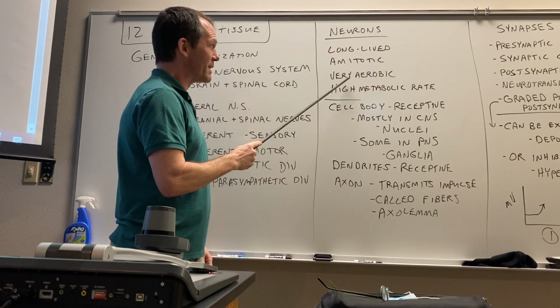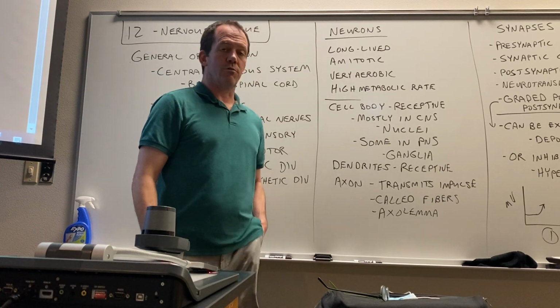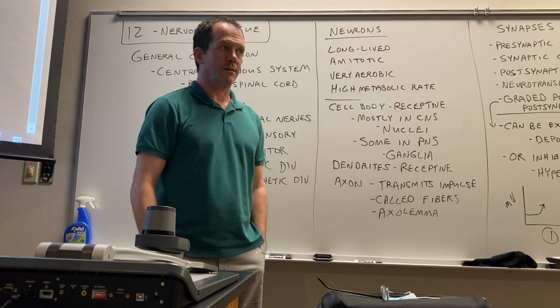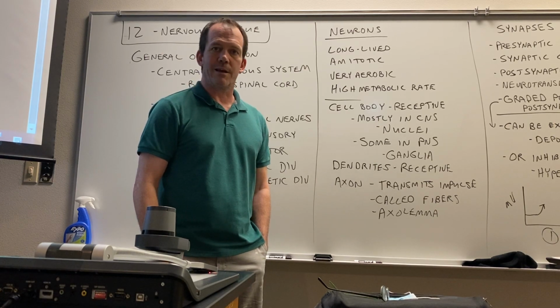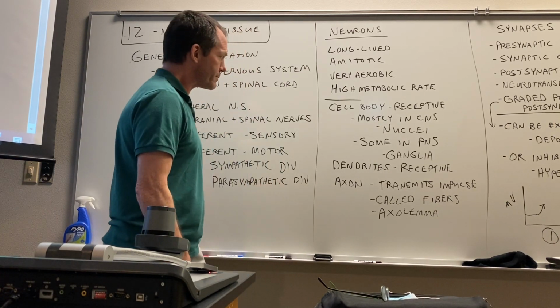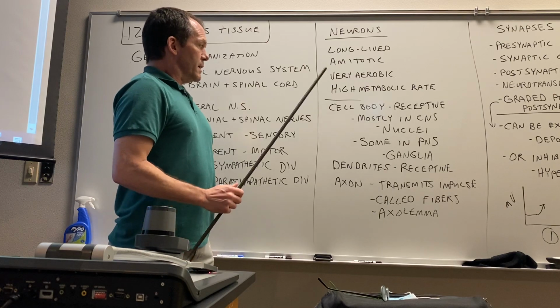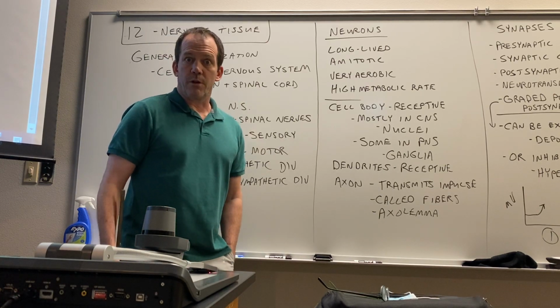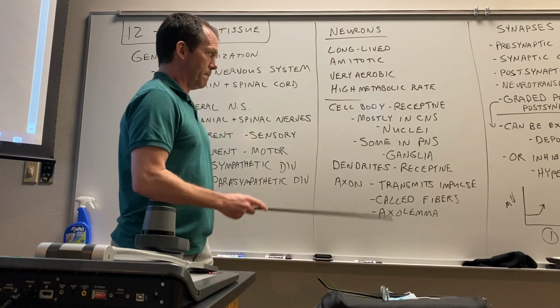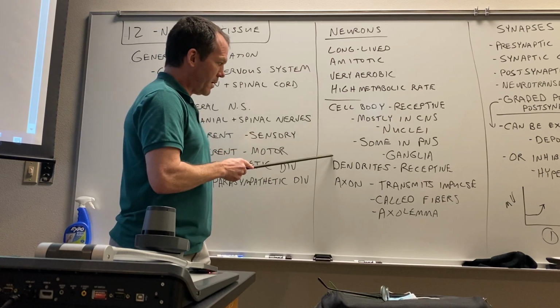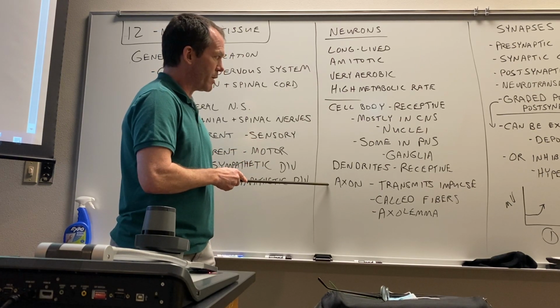They're very aerobic. They have very high metabolic rates. They don't do well if you deprive them of oxygen. They don't work well anaerobically, unlike your muscle cells, for instance. This is why you can get brain death really quickly if you get oxygen deprivation to the brain. There's a couple of parts here I've listed, and I'll show them up on the board in a minute.